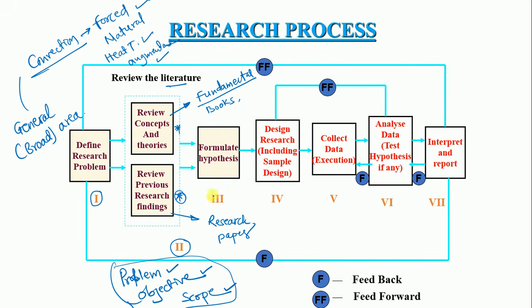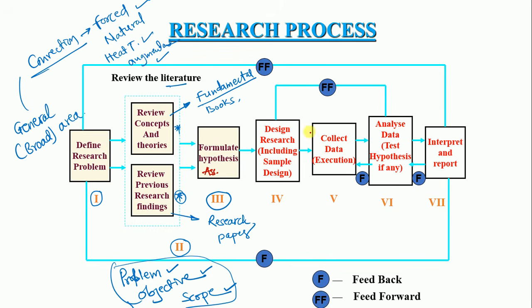After that, a third step. What is the third step? The third step is to formulate a hypothesis. Already we have discussed what is meant by hypothesis. A hypothesis is an assumption which we are making based on what we have studied previously. We have studied the theories, concepts, and the literature papers, and from that I can make some assumptions. A hypothesis is nothing but an assumption supported by theory and research papers.